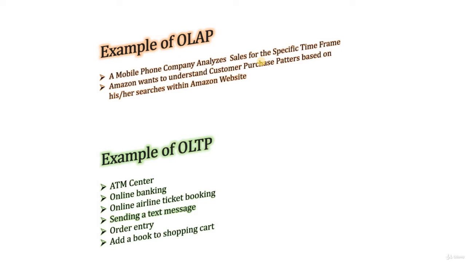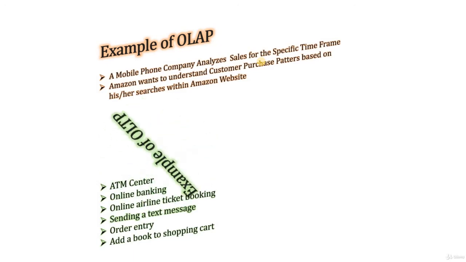I have been ordering on Amazon over a period of time, and they know what kind of products I order through Amazon, and they come up with my customized page where they put all the products which I might be interested in. So that's about the examples of OLAP.